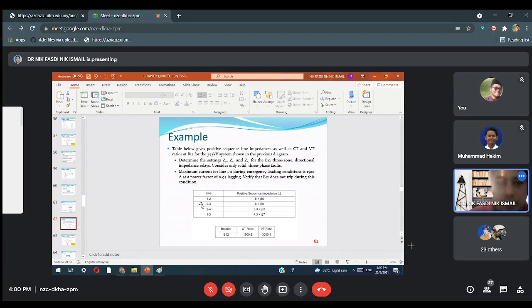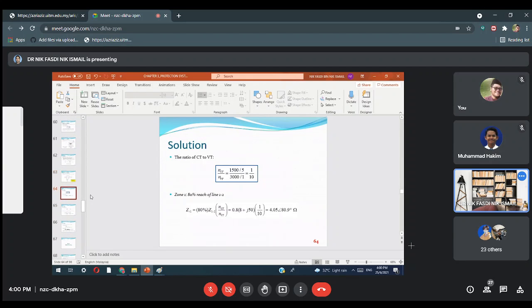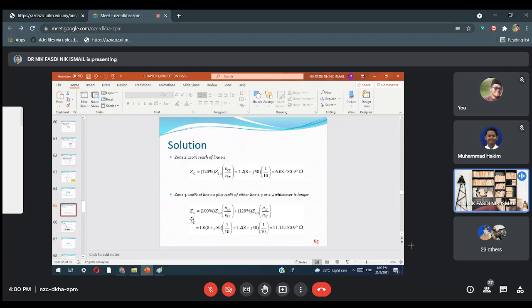Given the positive sequence impedance for each line, 1 to 2, 2 to 3, 2 to 4 and 1 to 3, and the ratios for the current transformer and voltage transformer. Where do we start? Here. In practice, each directional impedance relay will have 3 zones as shown below. Let us go back to this circuit. Now we want to determine ZR1, ZR2 and ZR3.